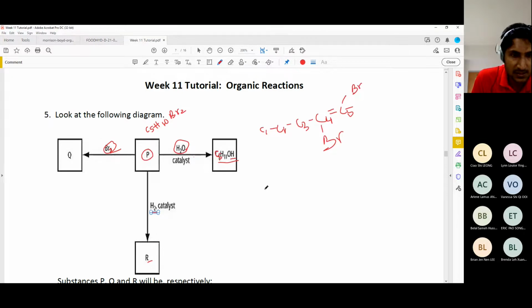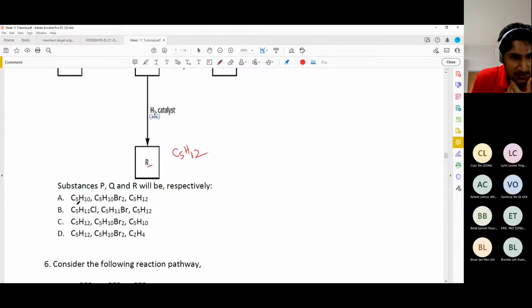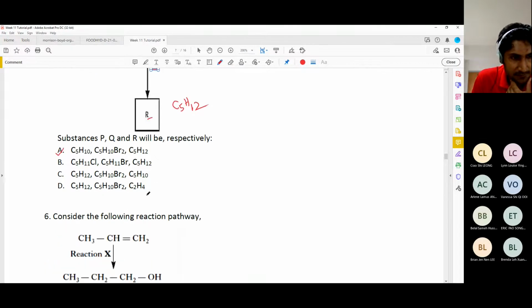Bromine is here and there. So if we add hydrogen under the influence of a catalyst, it will not be unsaturated anymore; it will be saturated. That means from pentene, it will become pentane. And the formula for saturated alkanes is CnH2n+2. That means 5 times 2 is 10, plus 2 is 12. So R is 12. So A is the correct answer for this.